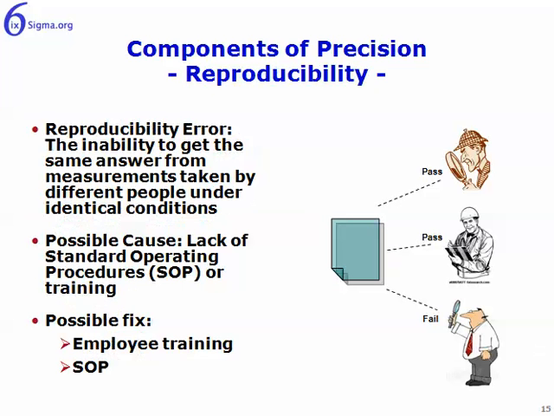On the reproducibility side, the issue we have is, can different operators under different conditions who are expected to get the same result, can they get the same result? So while they're all looking at a given part, we would expect them to get all of the same results. So pass, but in this case fail. So we don't have an ability here to reproduce. And again, that might be employee training, or it might be an SOP or something along those lines.